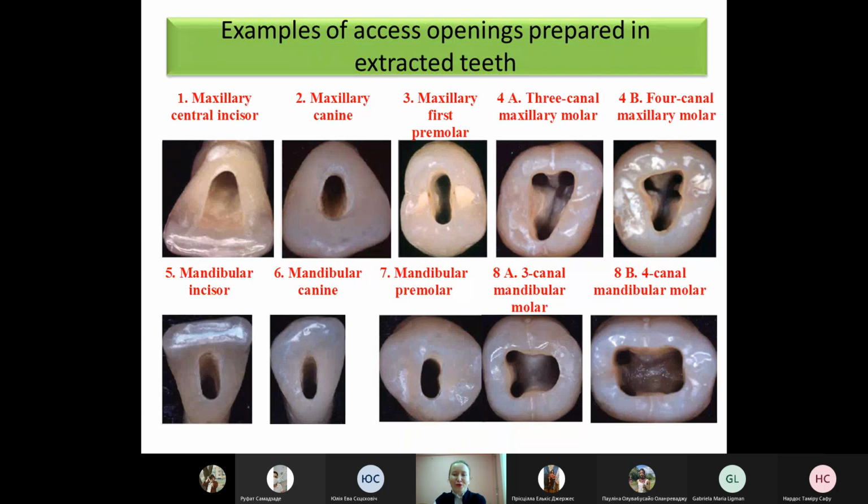Here I have prepared for you examples of access openings that were done on extracted teeth. In maxillary incisors, triangular; in canine, ovoid; as well as ovoid in premolar with clearly visible two root canals. Here you have clearly visible access to 3 root canals and the floor of the pulp chamber. So outline form is triangle.